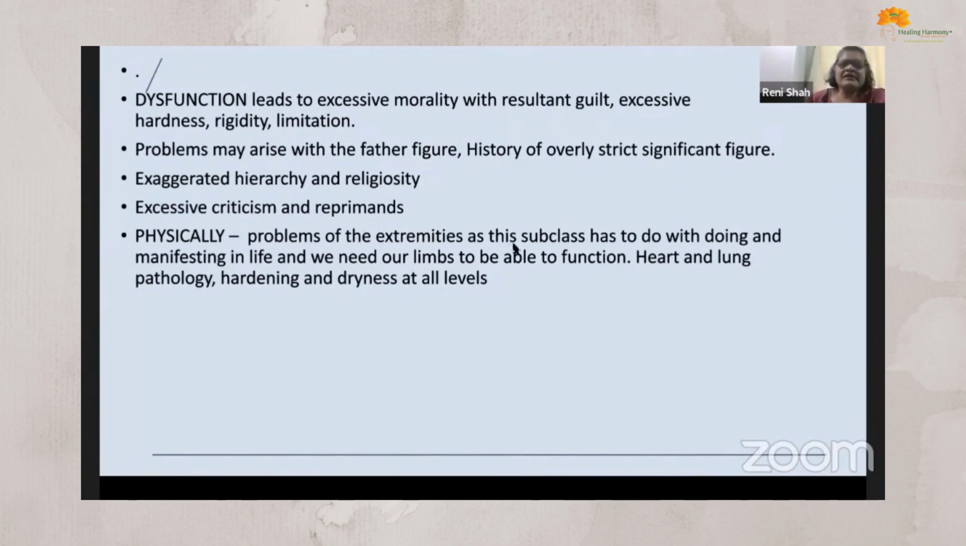Problems of the extremities, as this subclass has to do with doing and manifesting in life, and we need our limbs to be able to function. Heart and lung pathology, hardening and dryness at all levels.